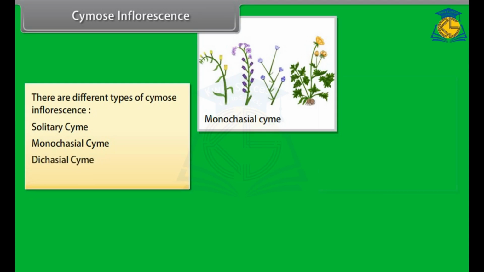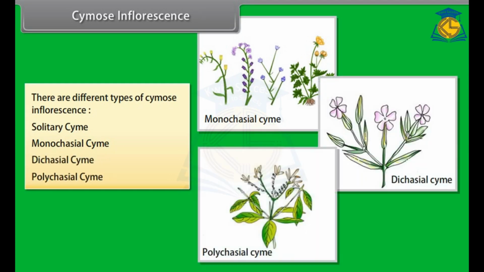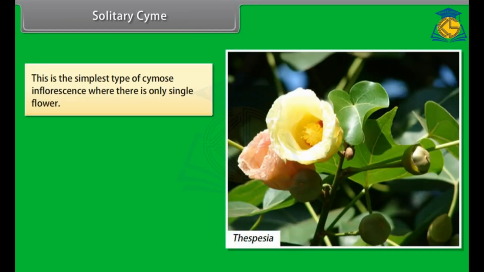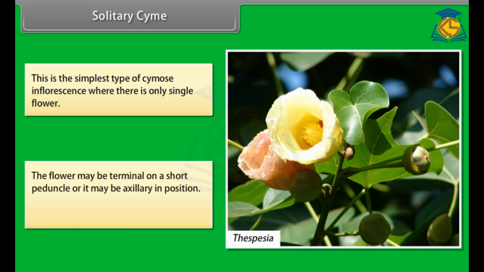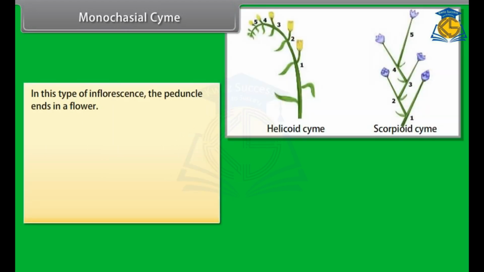There are different types of cymose inflorescence: solitary cyme, monochasial cyme, dichasial cyme, polychasial cyme. Solitary cyme. This is the simplest type of cymose inflorescence where there is only a single flower. The flower may be terminal on a short peduncle or it may be axillary in position. Example, Thespesia.